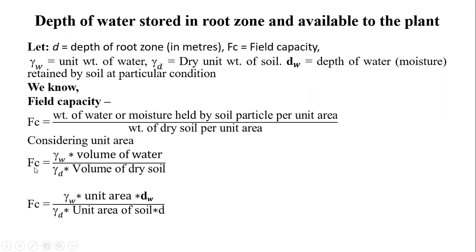Due to that we have considered a lower limit as the wilting point, or wilting coefficient, and in between the wilting coefficient and field capacity is the available moisture. But the readily available moisture is to be there up to a certain limit above the wilting coefficient.